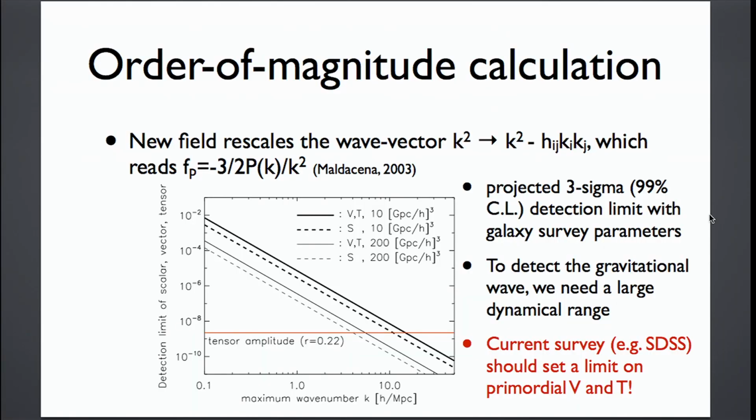And this is the plot that I generated. What's the detection limit of this scalar, vector and tensor field, as a function of maximum wave number, and I have two different galaxy surveys. One is a 10 gigaparsec scale survey like this, and this is a 200 gigaparsec scale survey like SKA or Euclid or Roman here. And this is a line that corresponds to a tensor mode of r = 0.2, right?